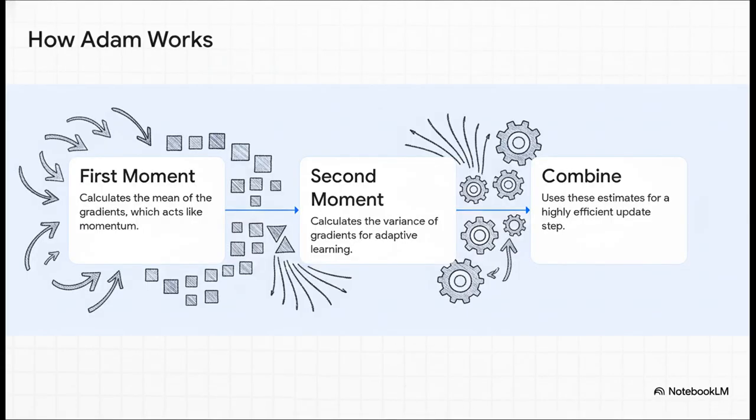The beauty of Adam is just how elegantly it stitches these two ideas together. So, on one hand, it keeps track of the average of the gradients, what mathematicians call the first moment. This part acts just like the momentum we saw earlier, giving our ball that forward push. But at the same time, it also keeps track of the average of the squared gradients, the second moment. And that's what gives it the power of adaptive methods, scaling the learning rate for each parameter individually.